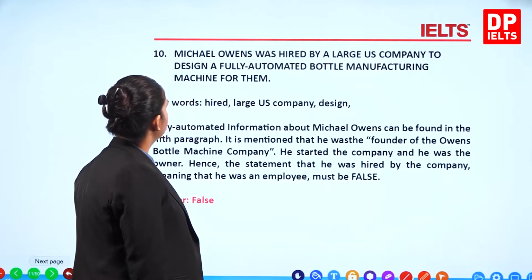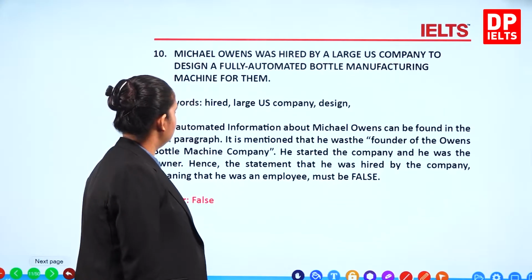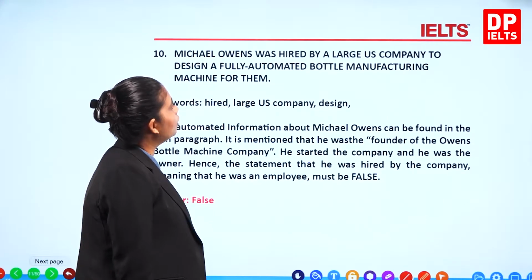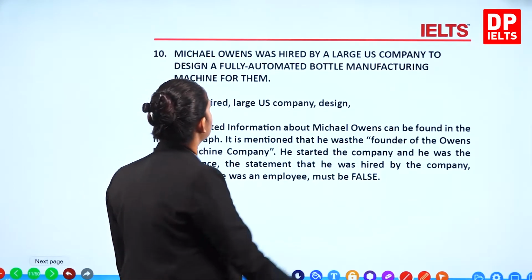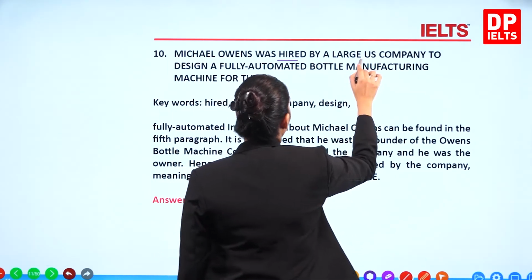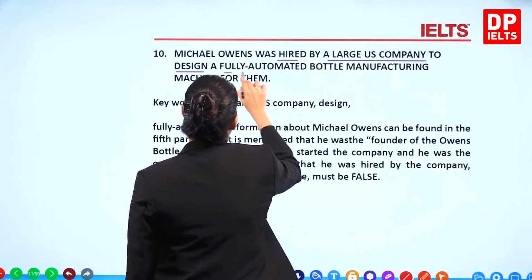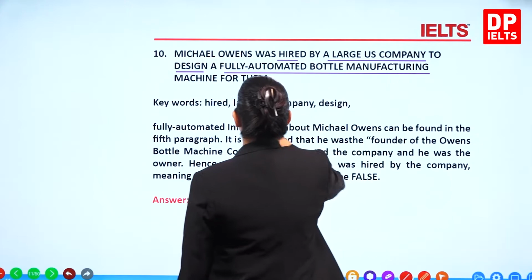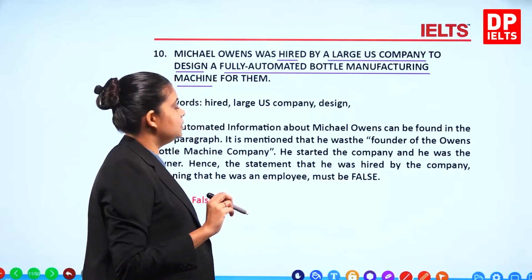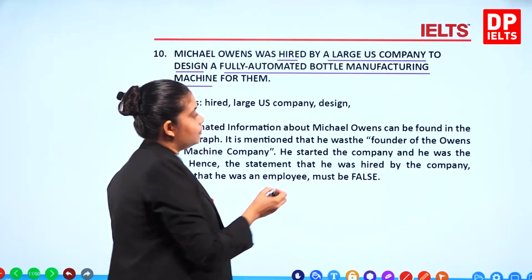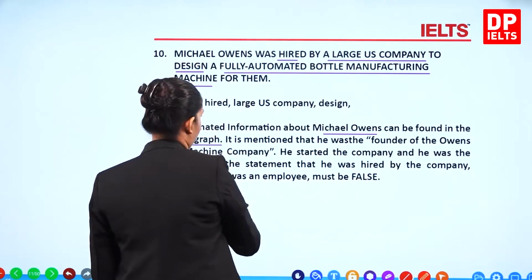Question number 10. Michael Owens was hired by a large US company to design a fully automated bottle manufacturing machine for them, right? So he was hired by a large US company to design what? A fully automated bottle manufacturing machine, right? Now, information about Michael Owen can be found in the 5th para again.